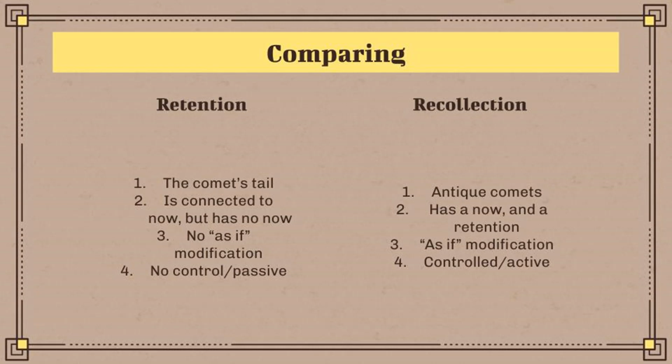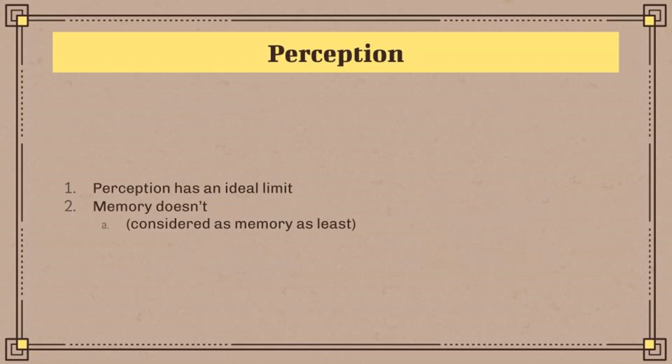Next, we have a bit on perception. This is a comparison between perception and memory. So in perception, you experience the present moment and you have your retentions. In memory, you experience a past moment and the retentions which go along with that. However, there is an interesting difference, which is that perception contains an ideal unchangeable limit, which is the current moment, whereas memory doesn't contain this limit.